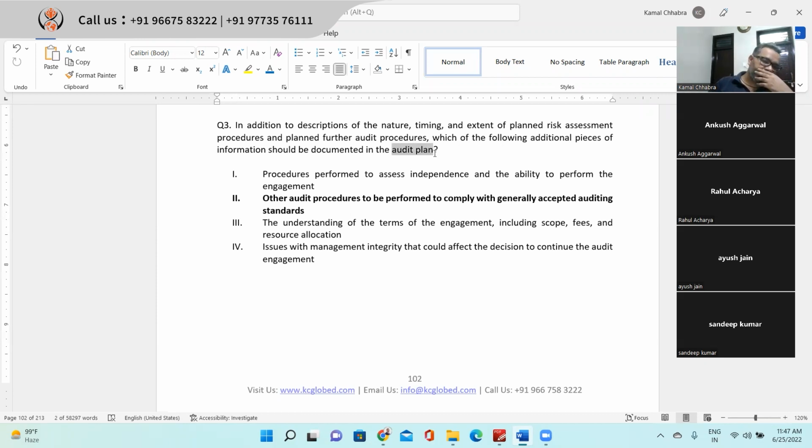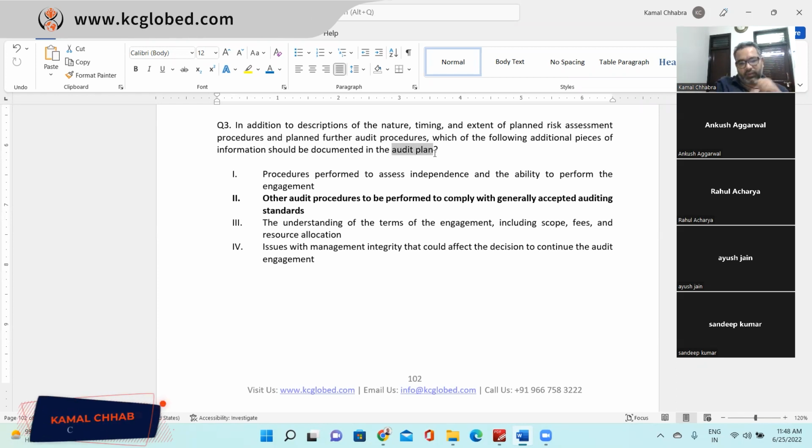I think the key words in the question are that it should be documented in the audit plan. If we look at the question and ignore this part, we might think all the answers are correct because we have to do all this during the time of planning. But if we think about what we have to document in the audit plan, definitely independence, we are not documenting in the audit plan. Understanding of the terms of the engagement is documented in the engagement letter itself. Issues with management integrity that could affect the decision to continue the audit engagement, that's a separate thing that will not be in the audit plan.